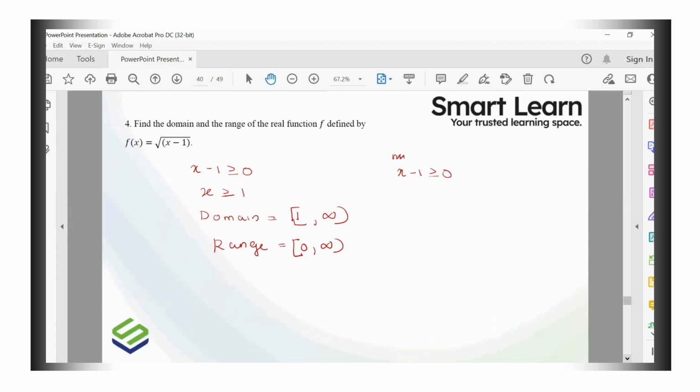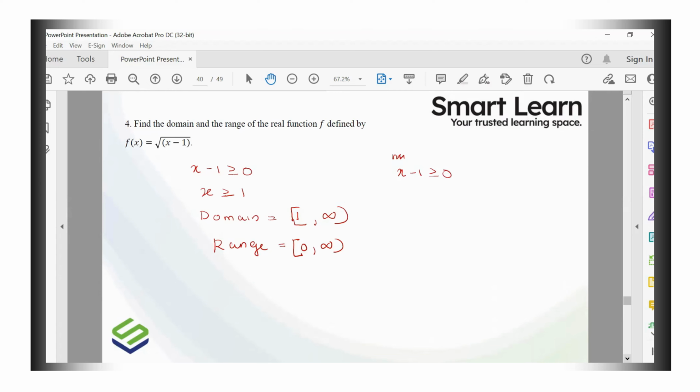Root of x minus 1. If it is a root, what do you have to check, children? Inside the root can never be negative, never be negative, correct? So it will be x minus 1 greater than or equal to 0. That is, x is greater than or equal to 1. So our domain will be 1 comma infinity.